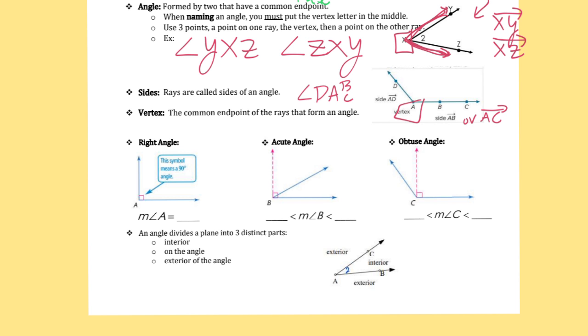So the vertex is the common endpoint of the rays that form an angle. So this would be point A. Okay, so the rays that make those things are the sides of it, because they're how big it's going to be. So AC would be one way to write it, and you can also do AD.